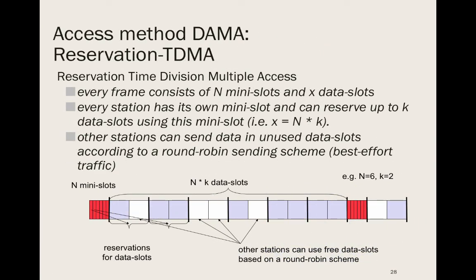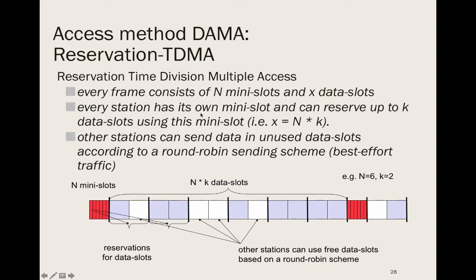The next one is the reservation with TDMA. This is very close to the first one, the reservation ALOHA, but this time the mini slots can be reserved as well. So every frame consists of n mini slots, which is shown in the picture with the red part, and x data slots. So these are the data slots.